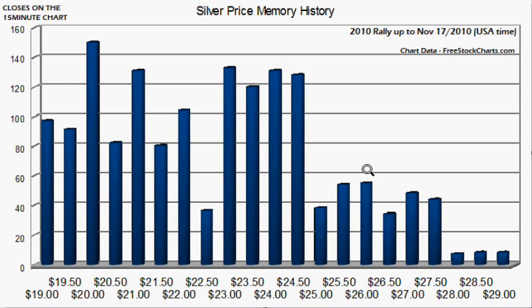I'll put up this chart first, which is the price memory history. Then we'll go to the silver price chart. This clarifies how often silver trades at a certain price, at least since the rally began back in the month of August, working from $19 an ounce and 29.